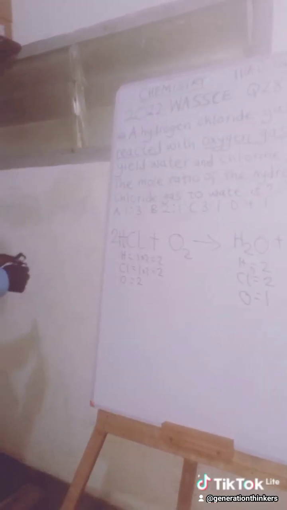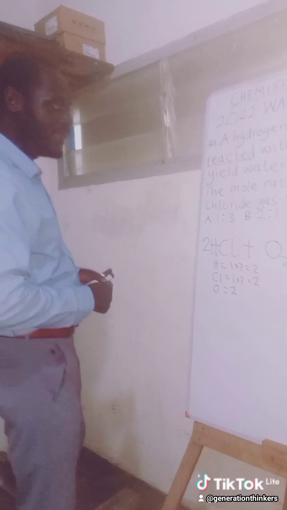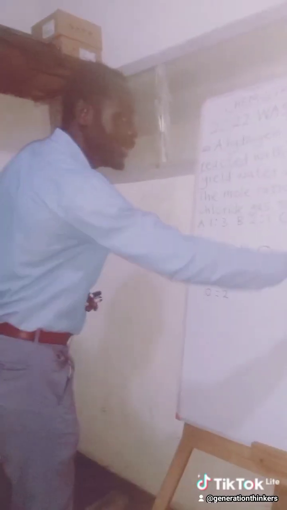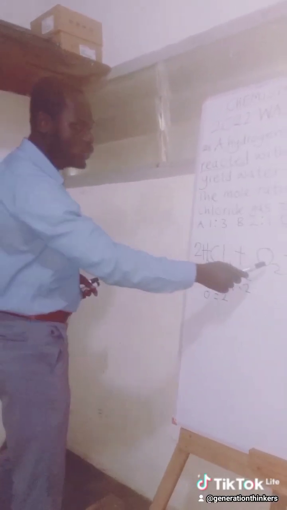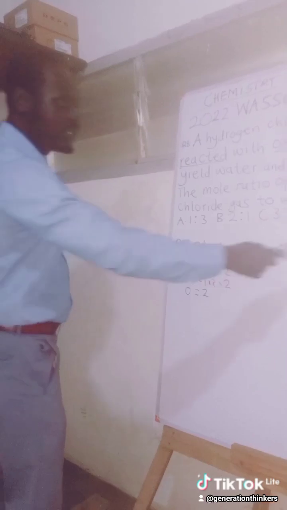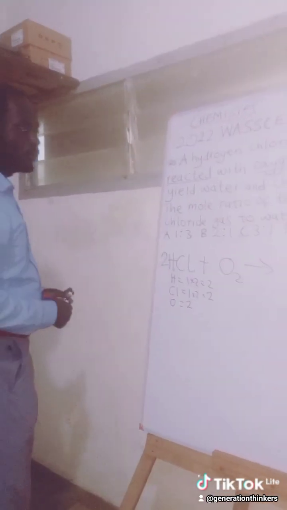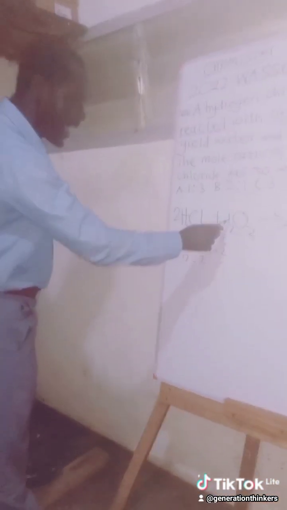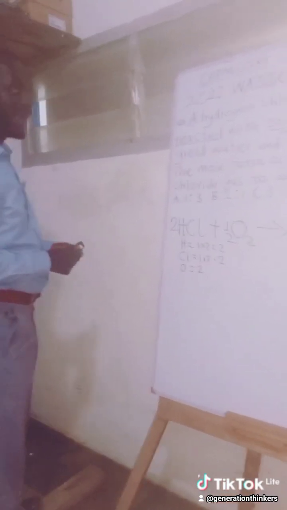So the hydrogen is now 2 at the reactant side, and chlorine is also 2 at the reactant side. Comparing it to the product side, we have hydrogen 2 and chlorine 2. Now we need to balance the oxygen. Oxygen is 2 at the reactant side, but oxygen is 1 at the product side, so the oxygen part is not balanced. To balance the oxygen, I will place half here. Half times 2 will give us 1, and then the equation is balanced.